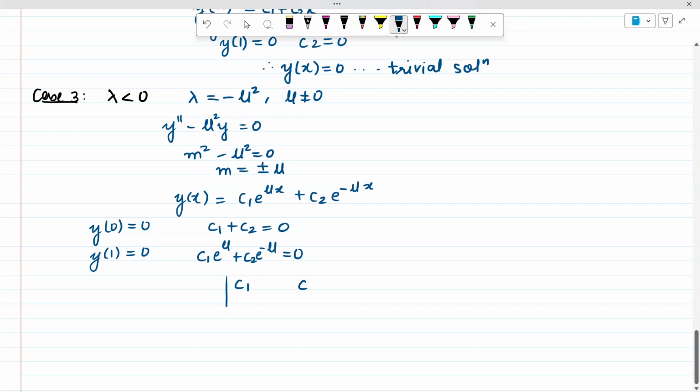We're taking the determinant of the coefficients of C1 and C2. So it's going to be 1, 1, and e raised to nu and e raised to negative nu. So this determinant is e raised to negative nu minus e raised to positive nu. And again, since nu is not equal to 0, this determinant won't be equal to 0. Okay? So I may write this as a reason in the bracket.